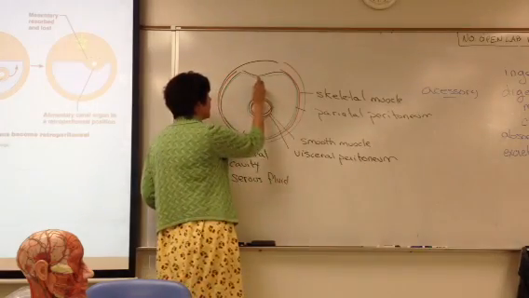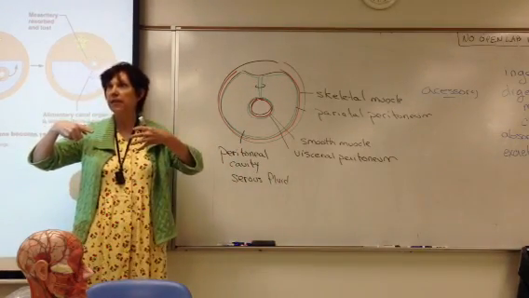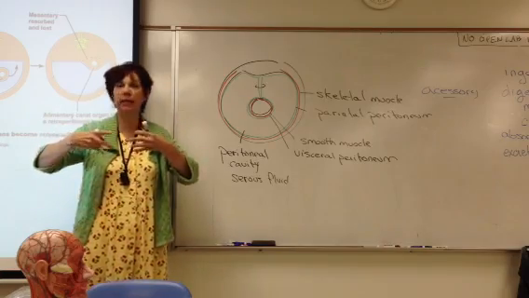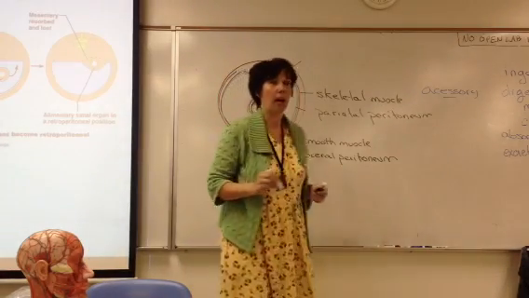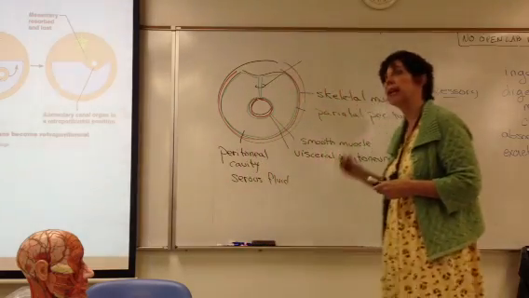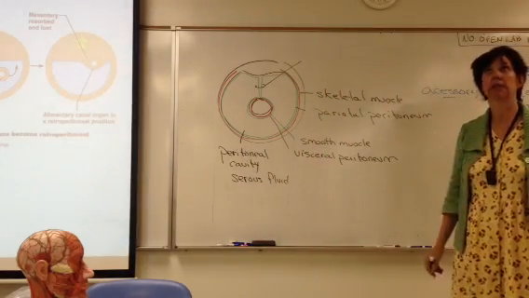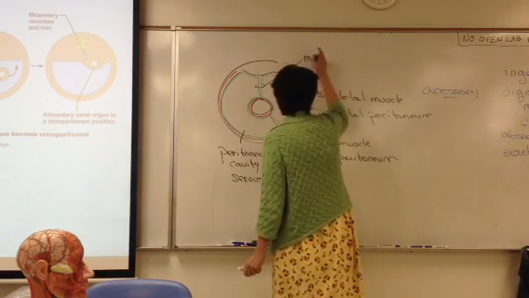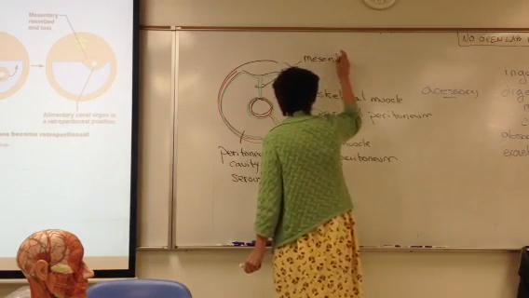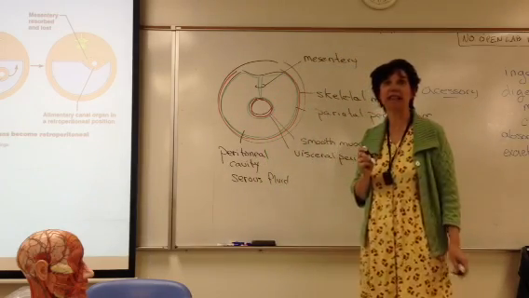So now we have a double layer of peritoneum, simple squamous epithelia and connective tissue and blood vessels in between. And if you recall from our reproductive chapter, what did we call a double layer of peritoneum? Mesentery.